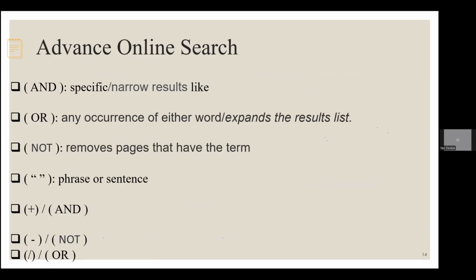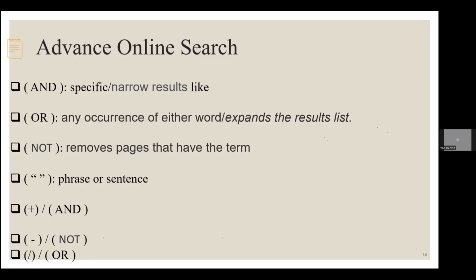And then advanced search online. How do we search online? These are some few tips, if I may say, on how to search online. If you use AND, AND narrows your search. It gives you more specific results. And then OR gives any occurrence of either word, so either that or that. And if you use the word NOT, then it removes that word from the search. Any page or document that contains that word will be taken out if your search includes NOT.